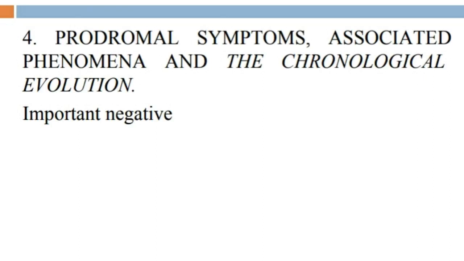Fourth, prodromal symptoms, associated phenomena, and the chronological evolution. The manifestations of the underlying systemic disease can aid in the etiologic diagnosis of the headache and should always be sought. So, recent weight loss may accompany cancer, giant cell arteritis, or depression. Fever may indicate systemic infection or CNS infection, while visual disturbance suggests an ocular disorder and migraine.